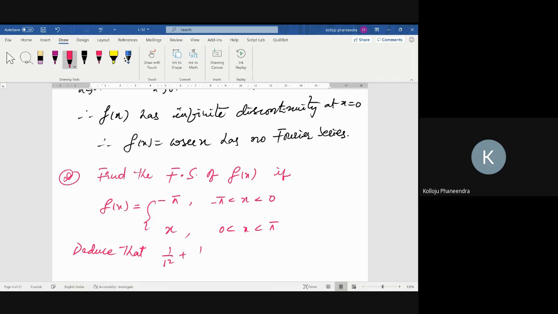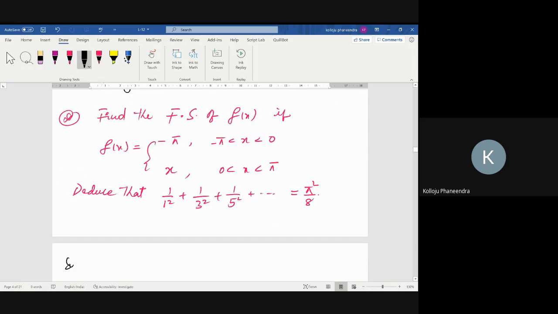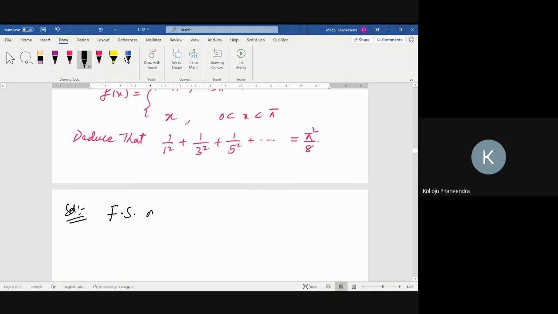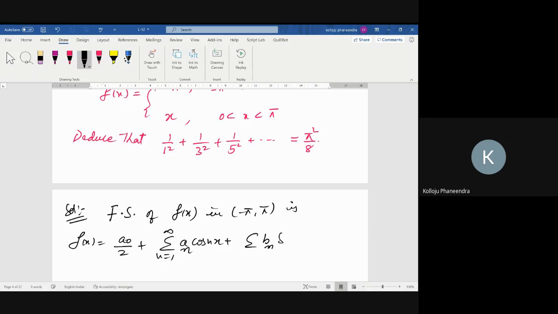1/1² + 1/3² + 1/5² and so on is equal to pi²/8. This is one problem. So, solution. First you write the Fourier series. The Fourier series of f(x) in minus pi to pi is, there is no change in the formula, the standard formula: a0/2 + sum from n = 1 to infinity of (an cos nx + bn sin nx), equation 1.